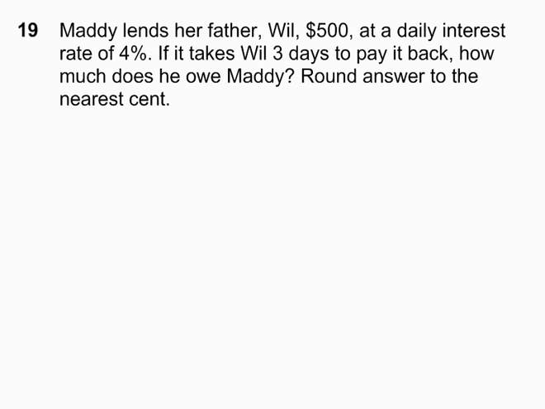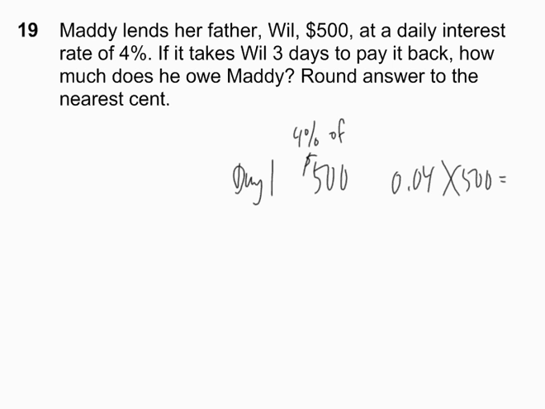Question 19 says, Maddie lends her father Will $500 at a daily interest rate of 4%. If it takes Will 3 days to pay it back, how much does he owe Maddie? Round your answer to the nearest cent. So on day one, I don't pay off my loan. So it's $500. And what I'm going to owe her is 4% of the $500. So 4% as a decimal of $500 is going to be 20 bucks. Right? So at the end of day one, I didn't pay her back, so now I owe her 520 bucks. That's the interest added onto my loan.